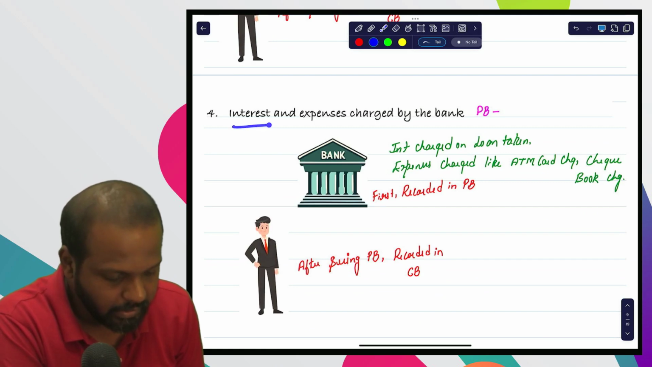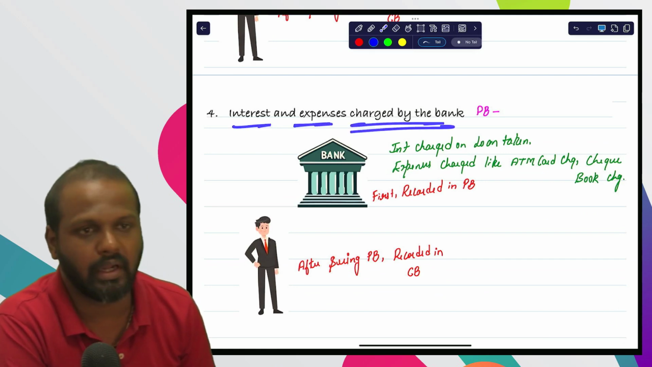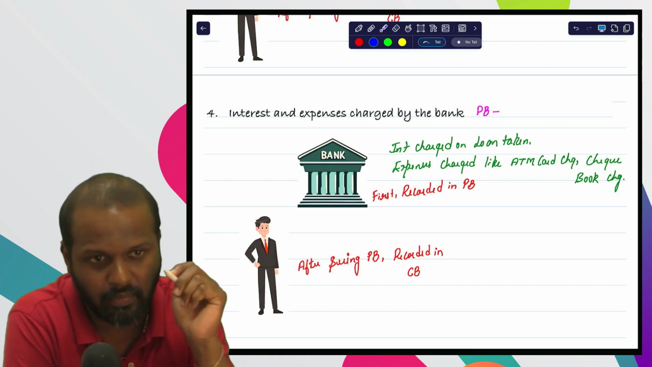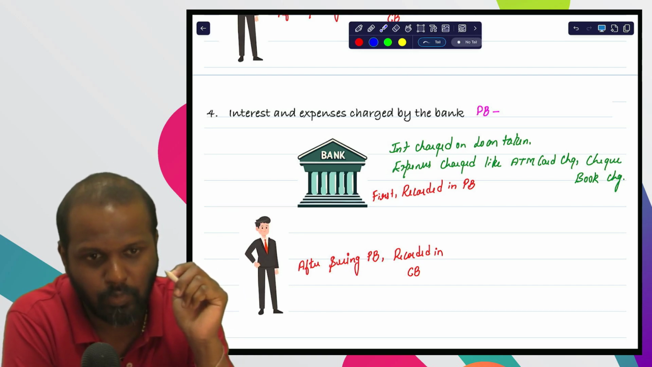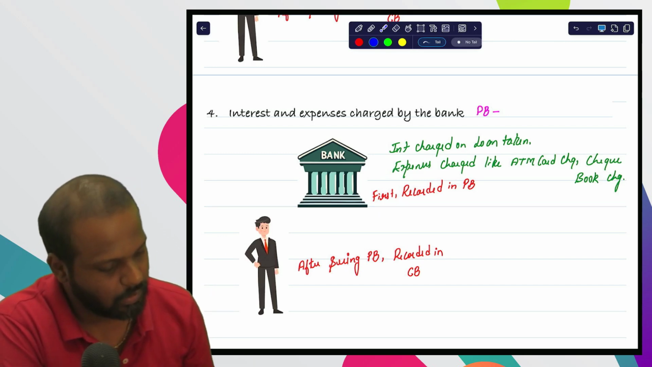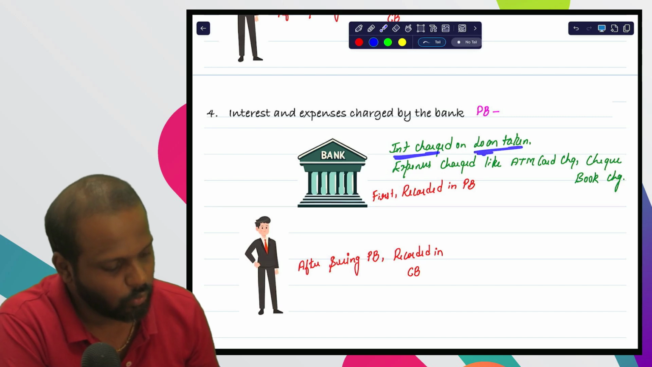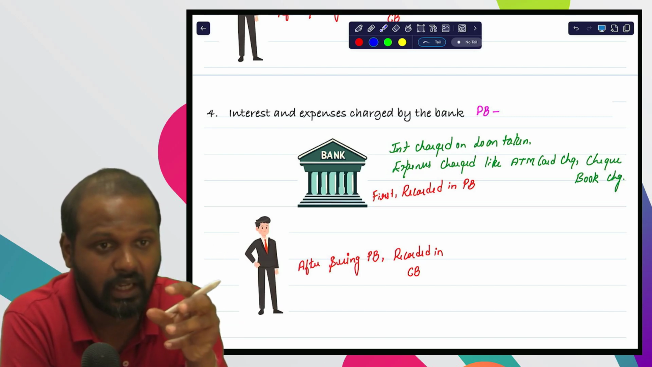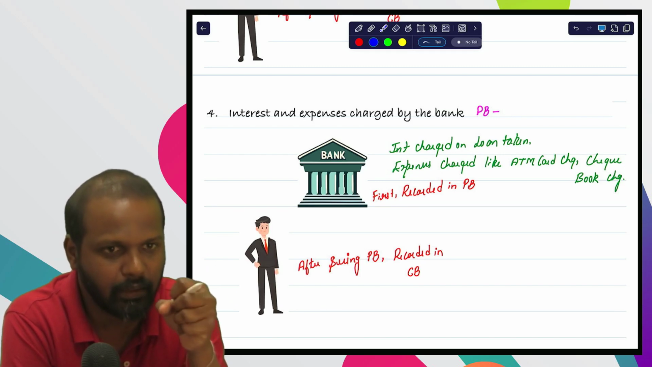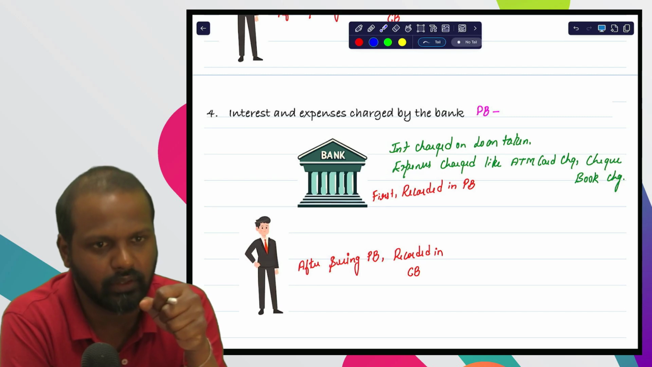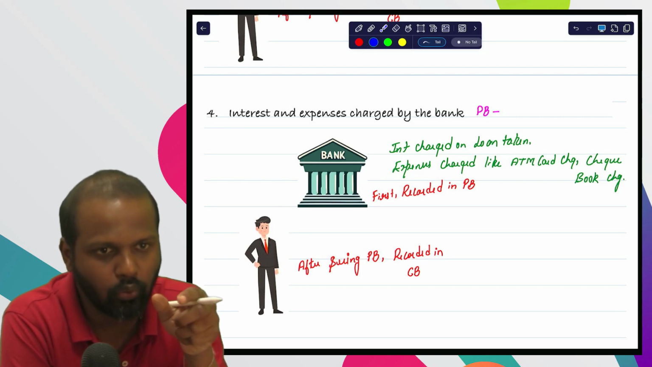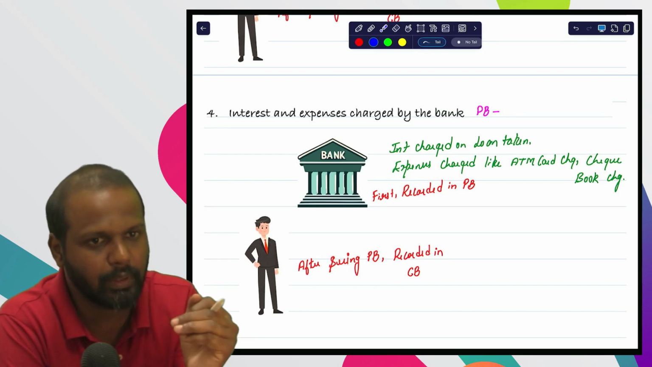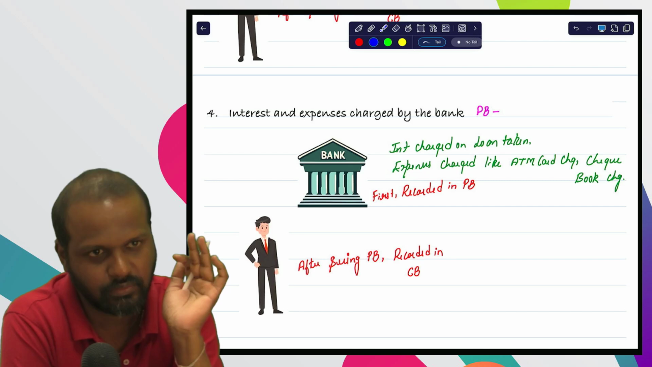Next, interest and expenses charged by the bank. Now listen what it is. Let's say interest charged on loan taken. Let's say we have taken some loan from the bank. On that they have charged some interest. Charged means deducted. They are taking money from us. They are taking the interest amount from us. And how do they take it? By minusing from our bank balance. They will reduce the bank balance by the interest charged.